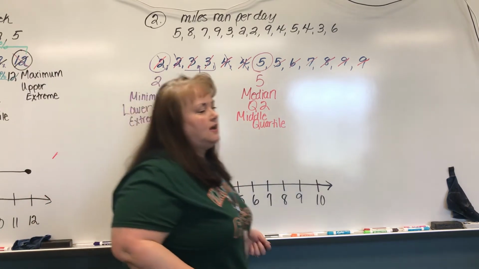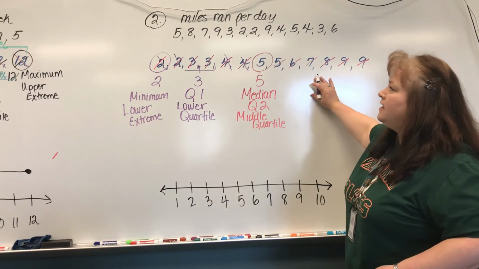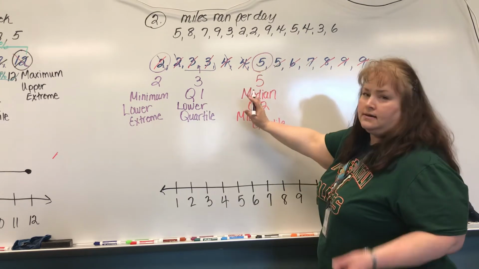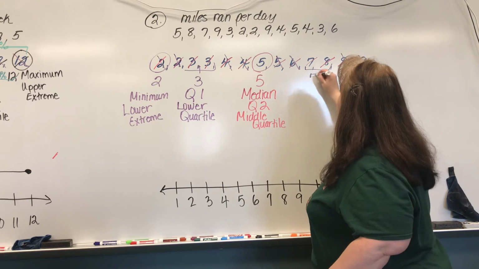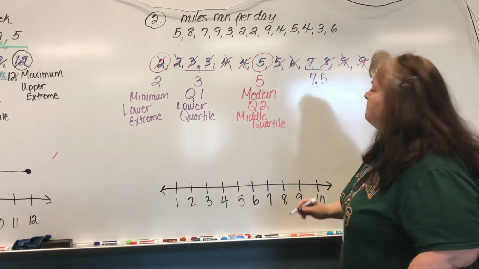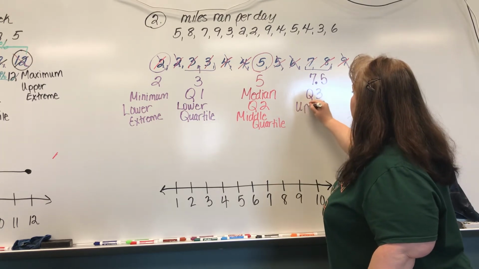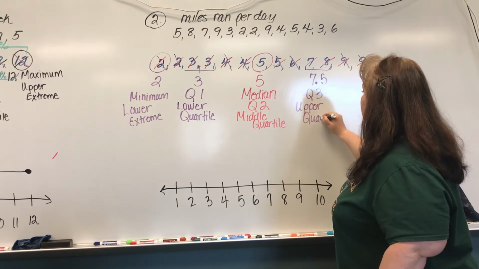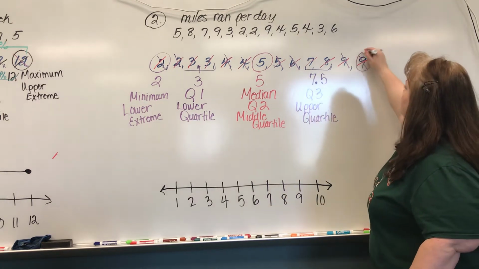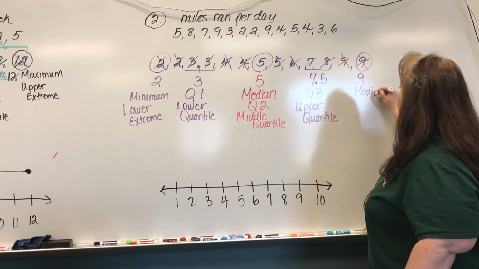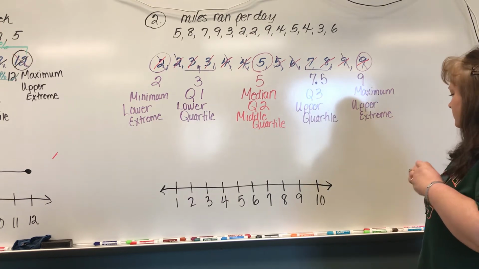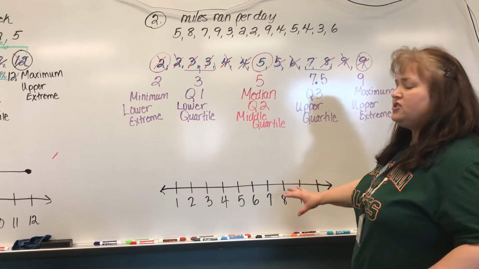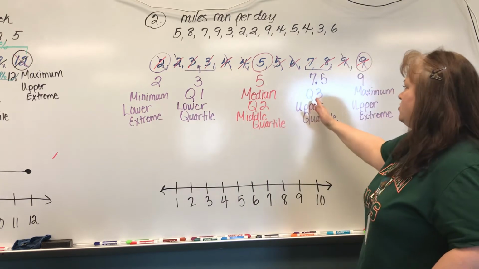Now we're going to do the upper section of our data. And so again, we're going to find the median of the upper half, leaving out the median because there was only one. I'm going to start with the next 5, and we have 2, so that gives us 7.5, halfway between 7 and 8. And that is quartile 3, which is our upper quartile. And then we want to identify our maximum, which is the upper extreme. Okay, so we have our 5 numbers that we need to make our box and whisker plot: the minimum, quartile 1, quartile 2, quartile 3, and the maximum.